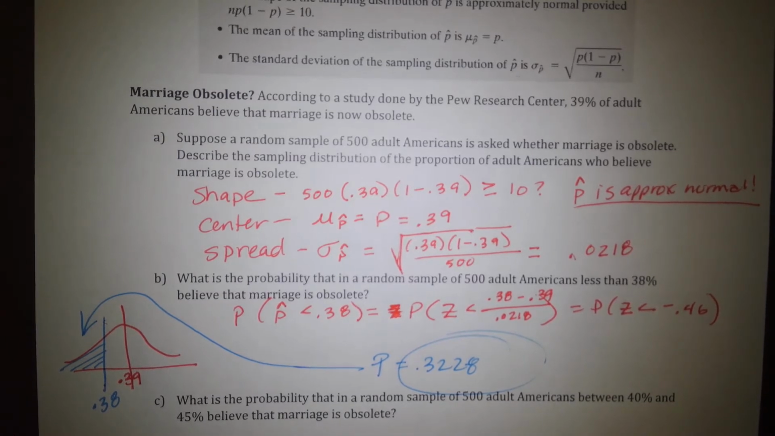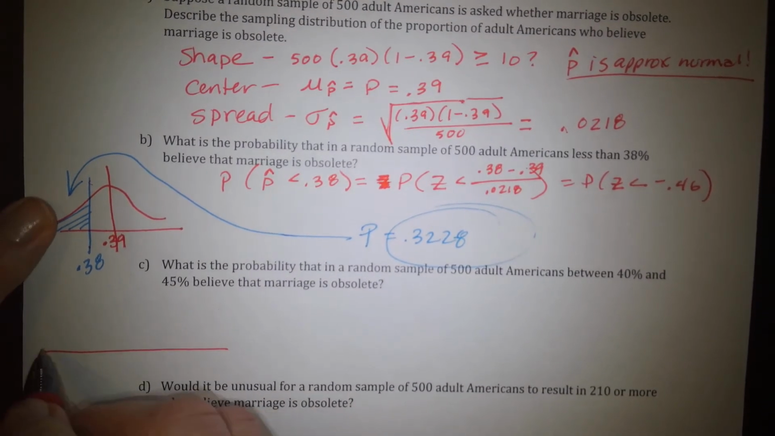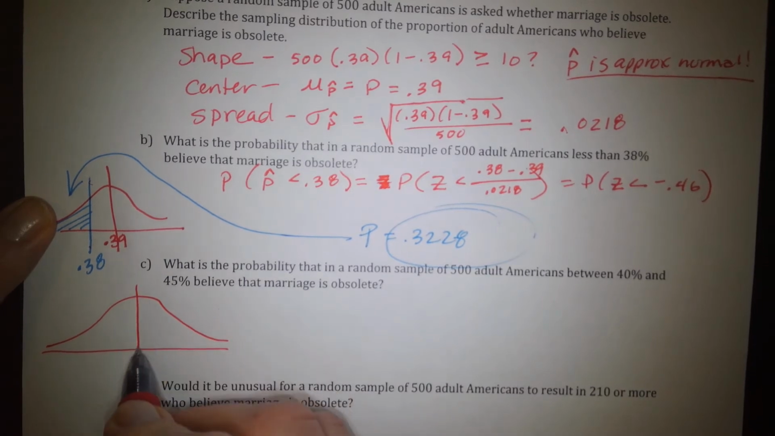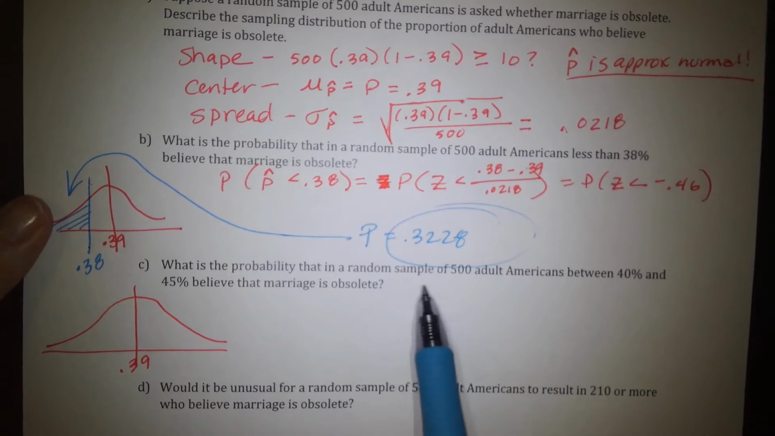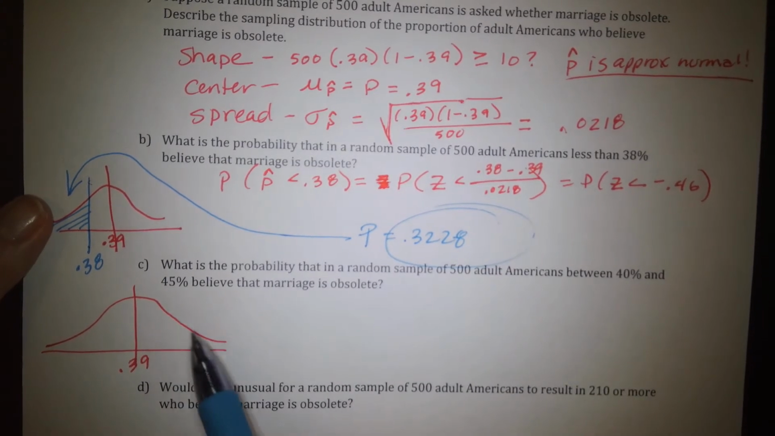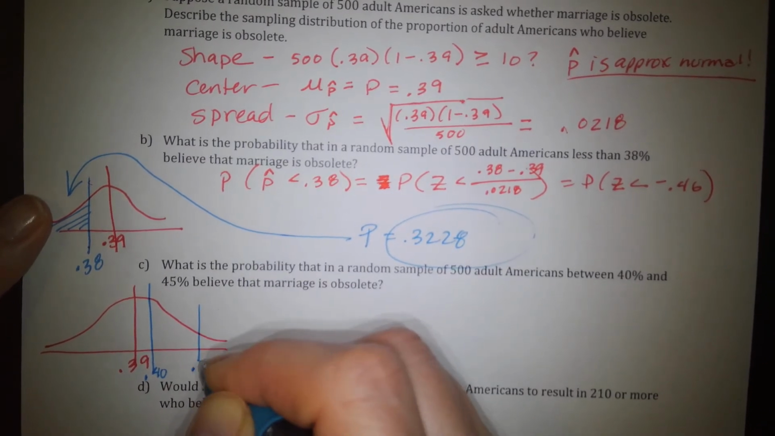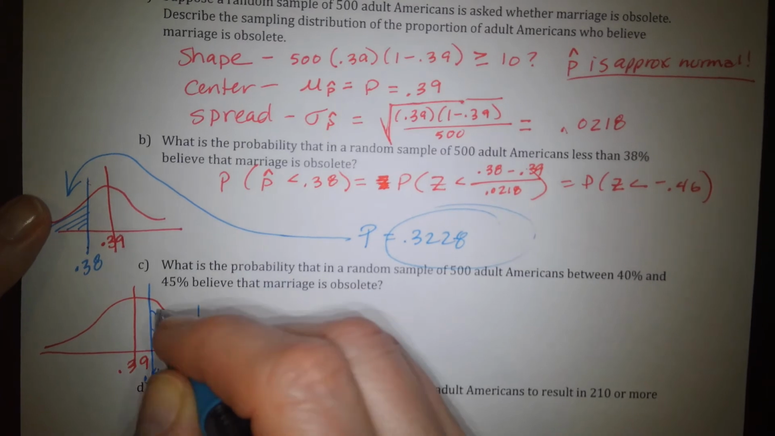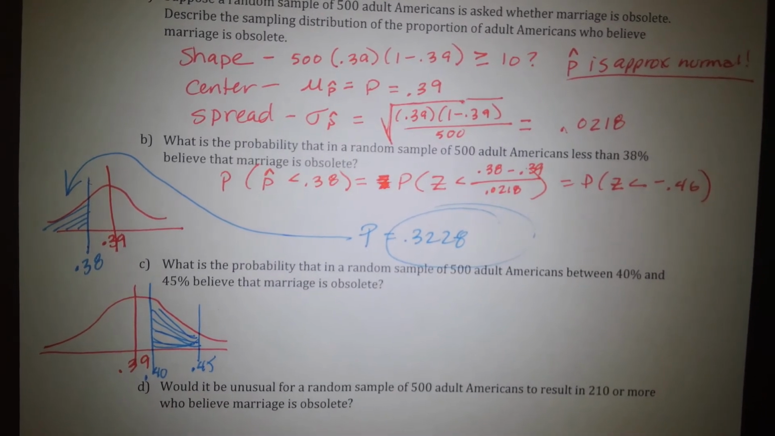So for part C, what is the probability then, in the same random sample of 500 adults, that between 40% and 45% think that marriage is obsolete? So let's go ahead and draw another picture. This time I want to shade in the area that is between 40 and 45%. So here's 40, here's 45. And I want to know what this shaded area is, of everything in between those two lines.